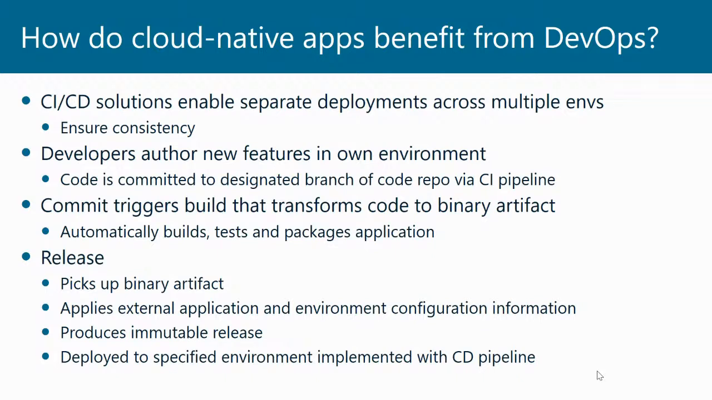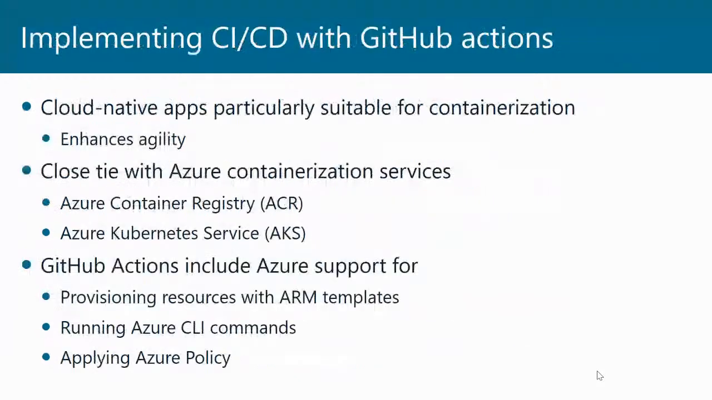They do a commit in Git that triggers a build that transforms the code into a binary artifact that automatically builds, runs whatever tests you want to run, and packages up the application. And the release picks up that binary artifact, applies the external application and environment configuration information, and then produces an immutable release. That's what we're looking to do. And this is deployed to the specified environment implemented with some form of a CD pipeline. And that's what I'm going to demo to you coming up.